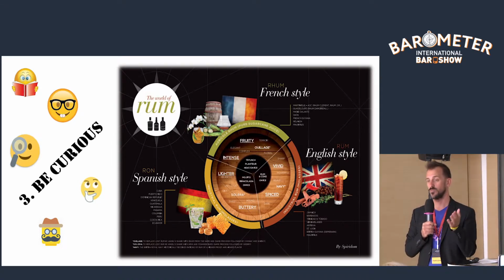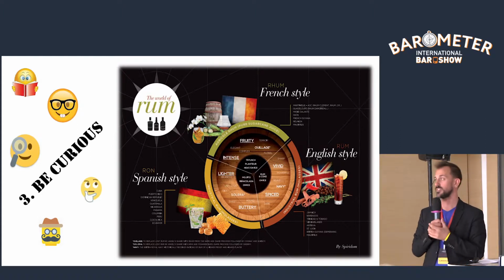Also, there is no regulation about how you have to distill it. You can use pot distillation, you can use column distillation.